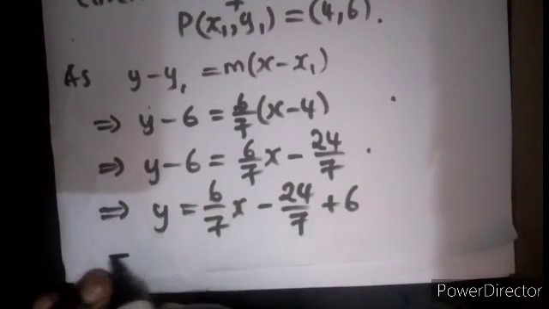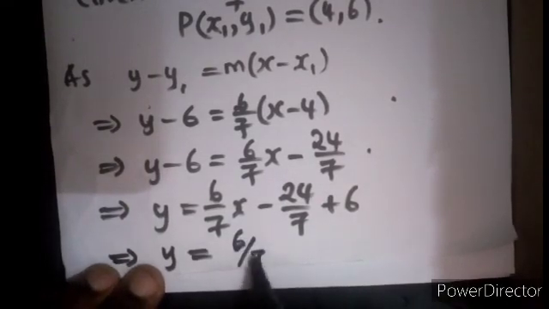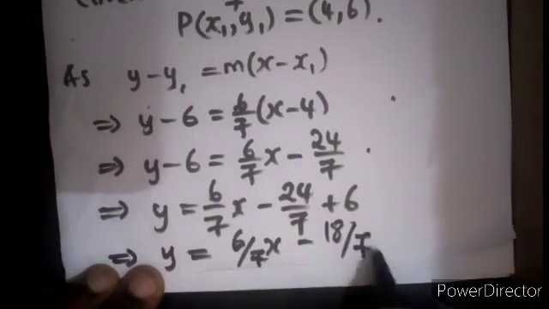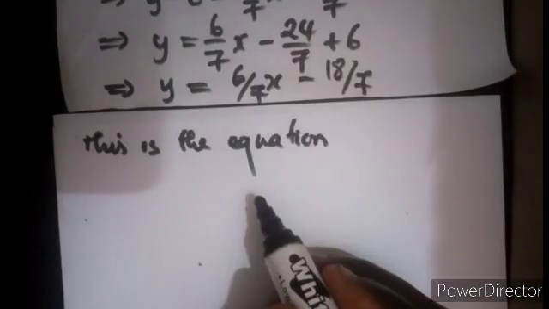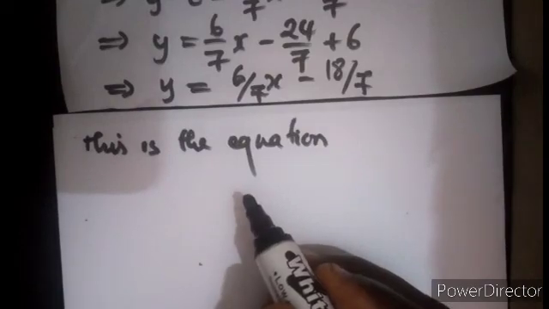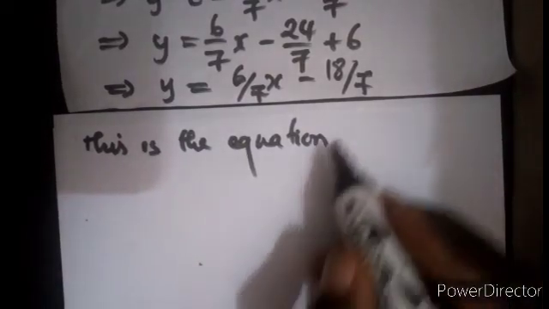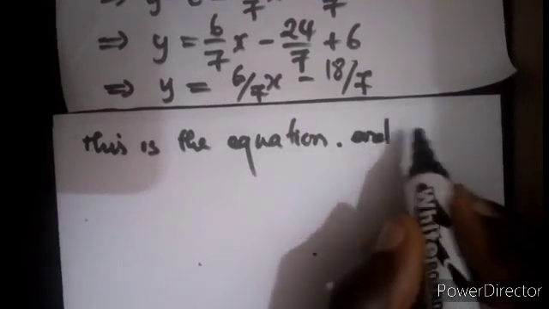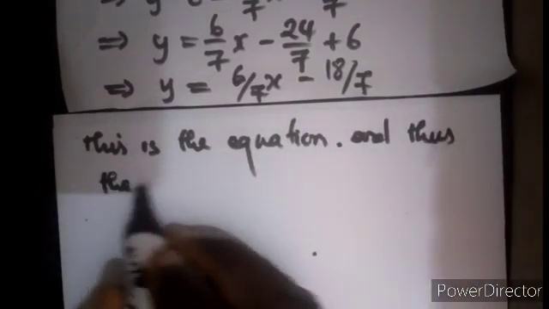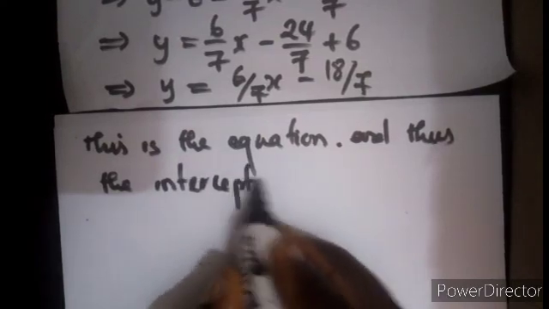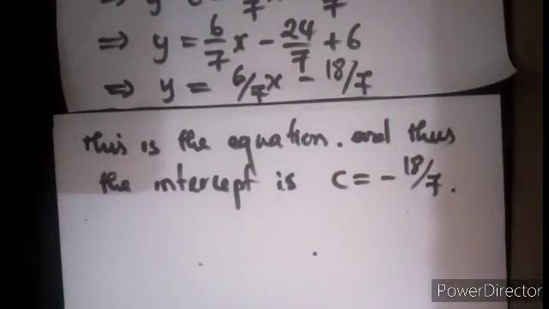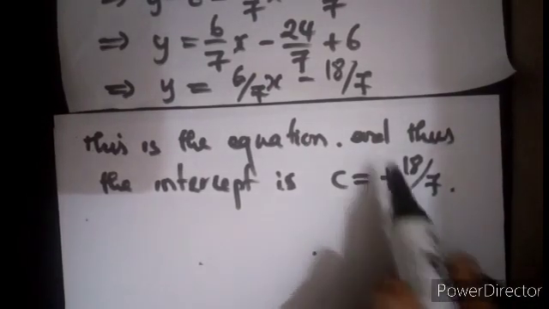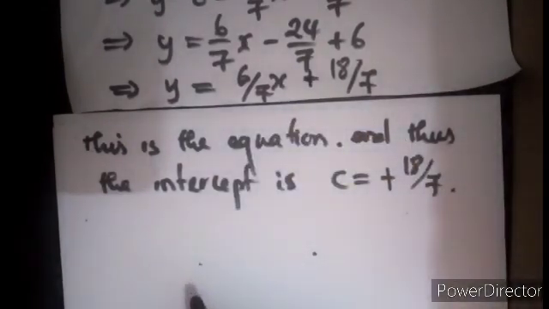So we have y equals 6/7 x plus 18/7. Okay, so this is the equation of the line, and thus the intercept is what? Minus 18/7. Oh, my mistake. It's positive 18/7.